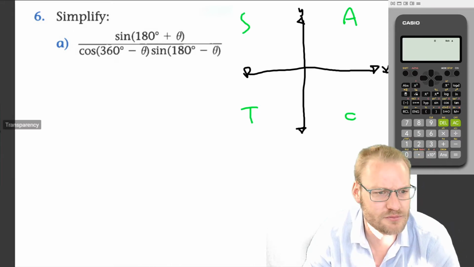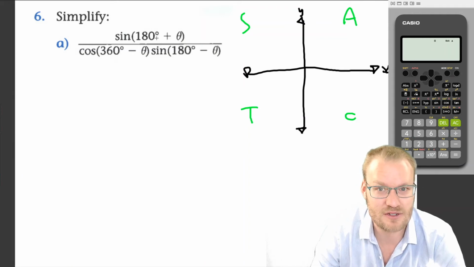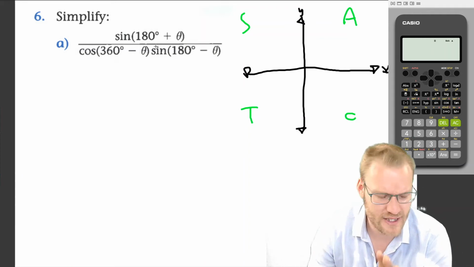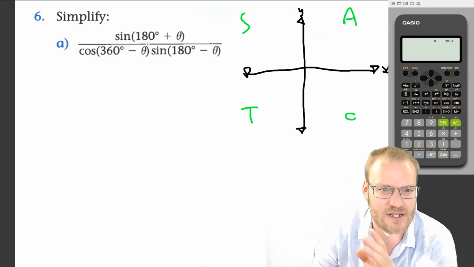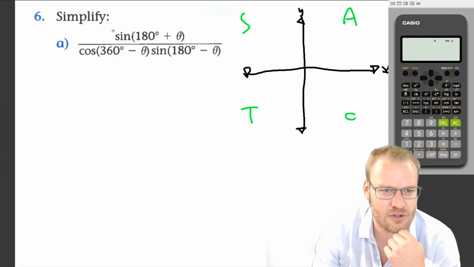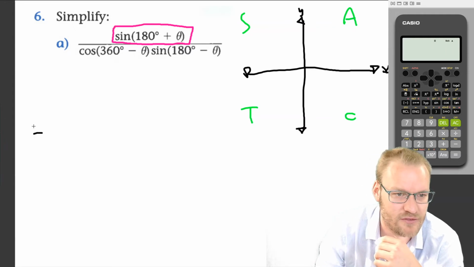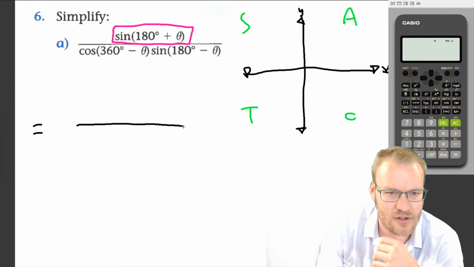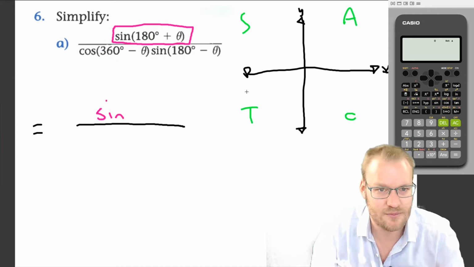C-A-S-T. And we're going to reduce all of these angles. This time we can use our calculator as always to check things, but we're going to see how we use it more strategically. So to start with, let's start with our numerator, sine 180 plus theta. I'm going to give myself this to go. There's our fraction line. We know that 180 plus is still going to give us sine.